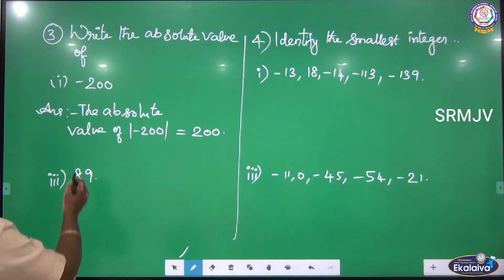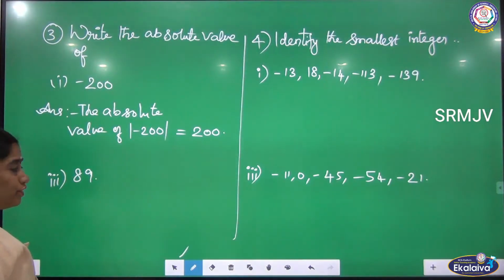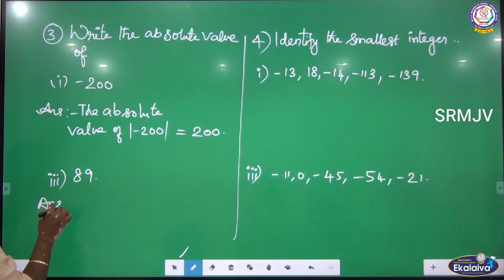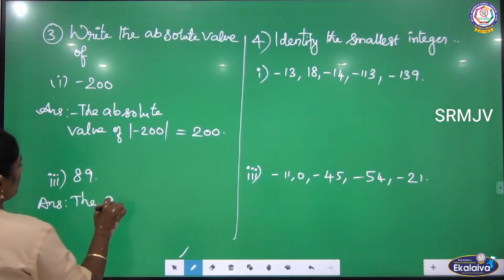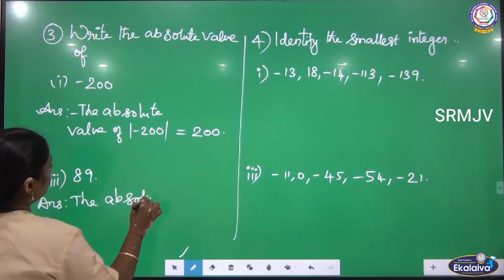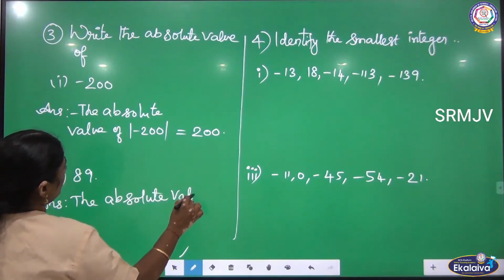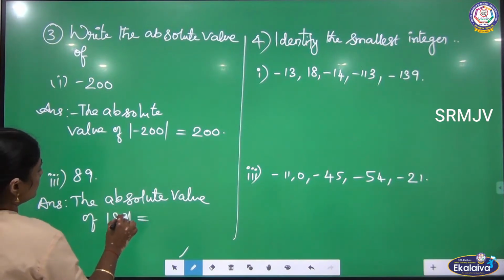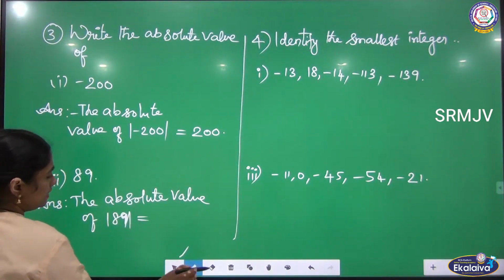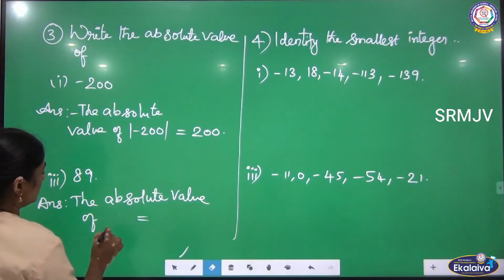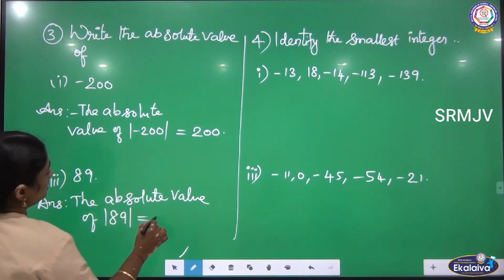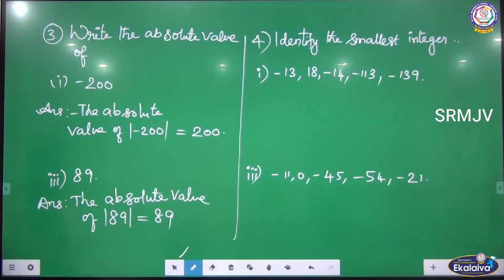Okay. See here, the negative I can make into positive. Positive means positive only. So for that, listen, the absolute value of 89 is 89. One second, children. 89 is 89. Okay. Can you understand this?